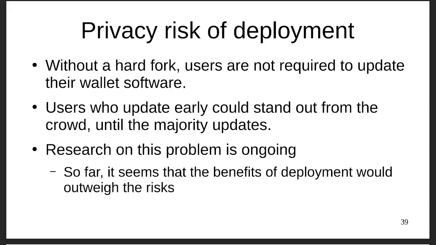There is a potential privacy risk of deployment of a new decoy selection distribution. Without a hard fork, also known as a network upgrade, users are not required to update their wallet software. Many users continue to use old software wallet versions. Monero's last hard fork was in August 2022. Users who update early could stand out from the crowd until the majority updates. That creates the same problem that you are trying to solve. You don't want the cure to be worse than the disease. Research on this problem is ongoing. So far, it seems that the benefits of deployment would outweigh the risks.